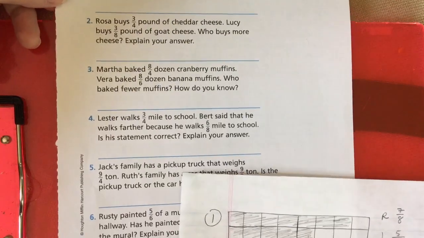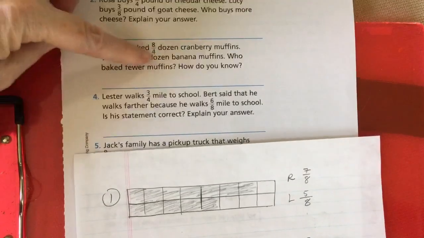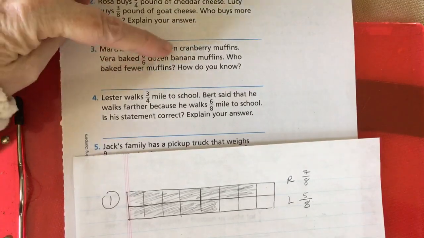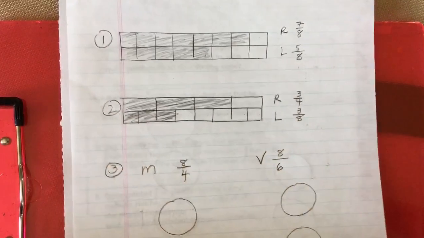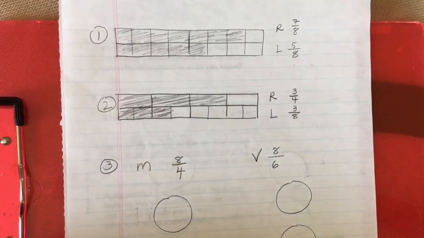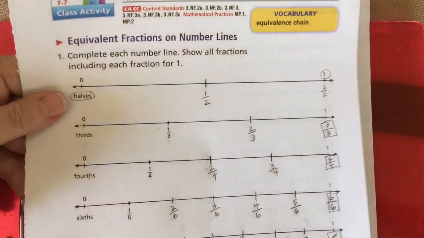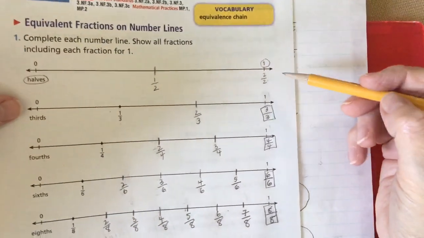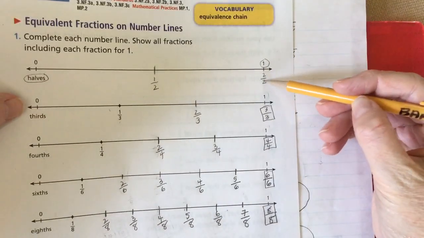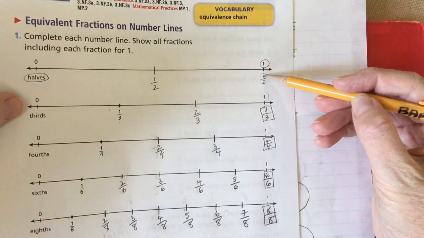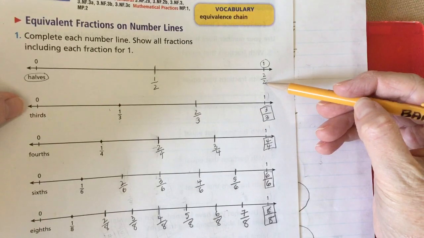All right, number 3. Martha baked 8/4 of a dozen cranberry muffins. Vera baked 8/6 dozen muffins. Here's what I'm noticing already, boys and girls. What I remember from drawing our equivalent fractions on a number line the other day is that when the numerator and the denominator are the same, it's one whole. So if the numerator is larger than the denominator, it's going to be larger than a whole.